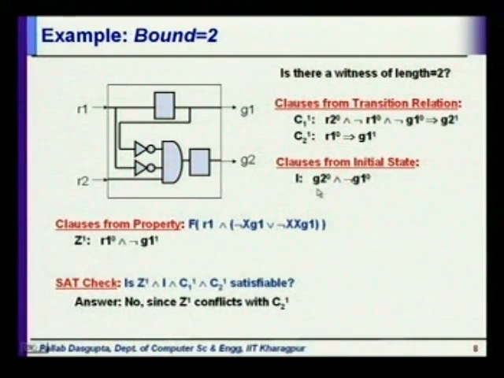We said that the initial state is G2 is high and G1 is low. So, the clause from the initial state is G2 0 and not of G1 0. So, this is the initial state.